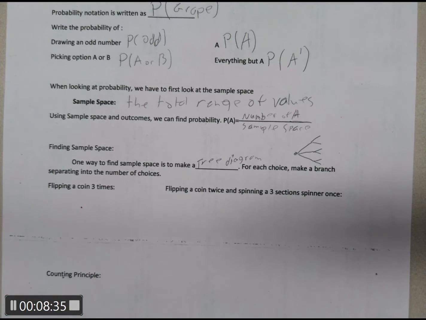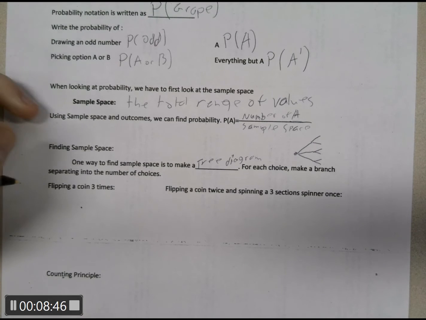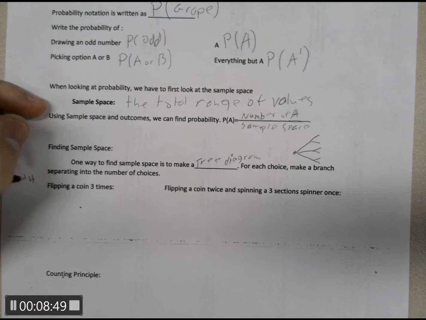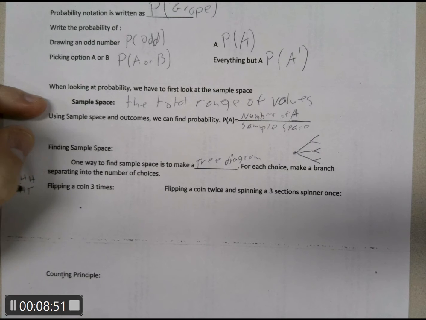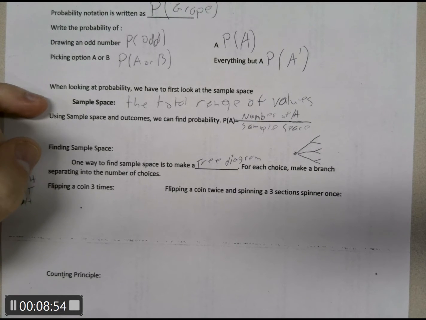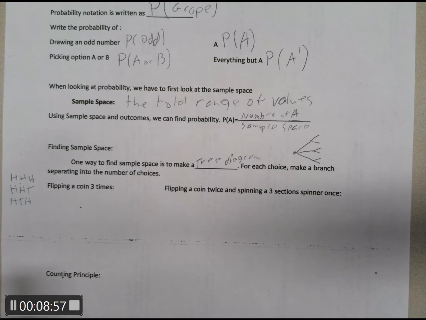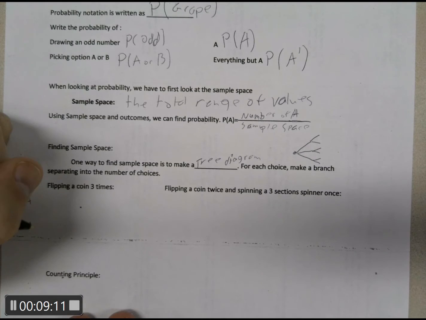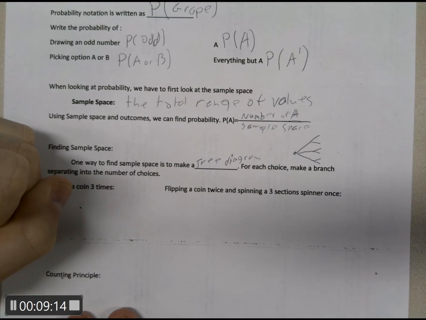So what is the sample space of flipping a coin 3 times? How many different possible combinations are there? You could try to count these out: head, head, head; head, head, tail; head, tail, head; and going all the way through like that. But that's going to take a long time. The easier way is a tree diagram. You start from the beginning, and you have 2 choices on the first flip: heads or tails.